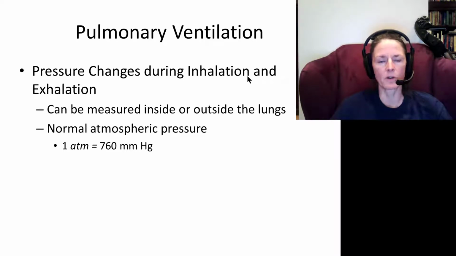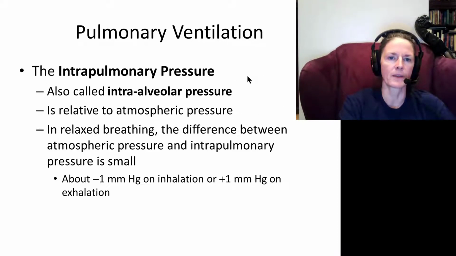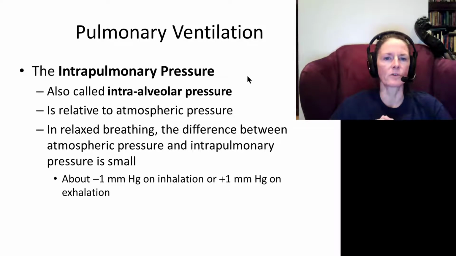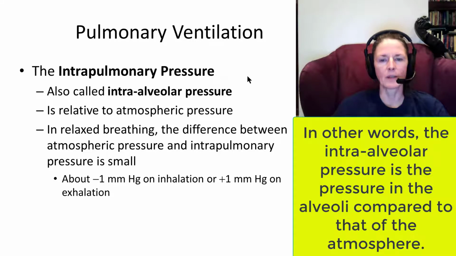And for our discussion, we're going to be sticking to just basically what we experience in the air every day. And we're going to consider it 1 atmosphere, about sea level, so 760 millimeters of mercury. So we're going to have what's called the intrapulmonary pressure, which is also called the intra-alveolar pressure, and it's completely relative to the atmospheric pressure. So in relaxed breathing, the difference between the atmospheric pressure and the intrapulmonary pressure is small. And we're talking about the pressure at the alveolus here.